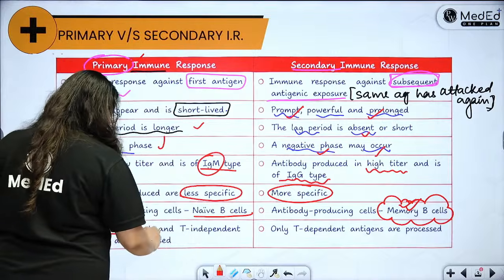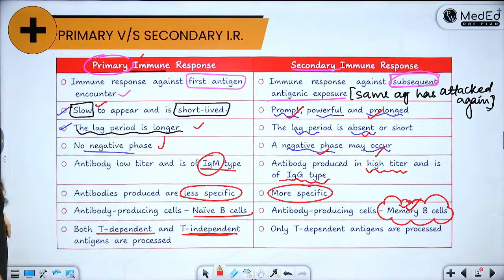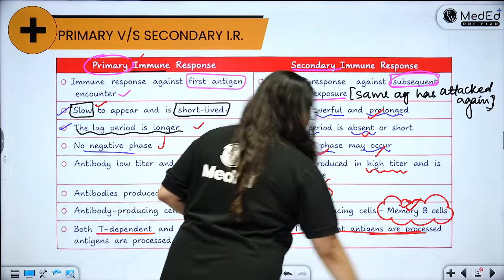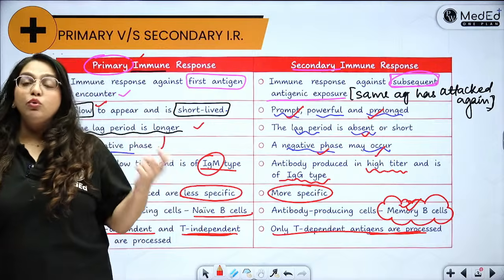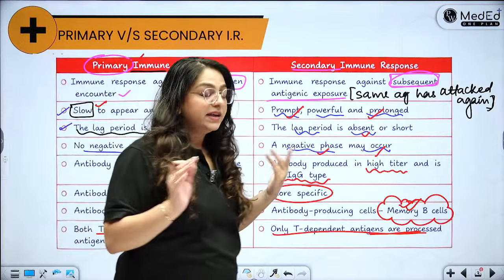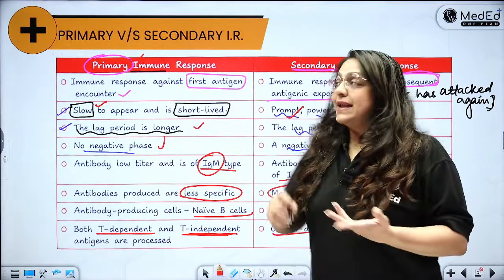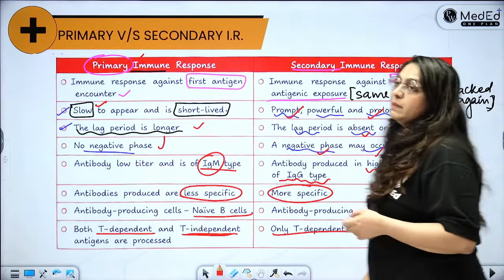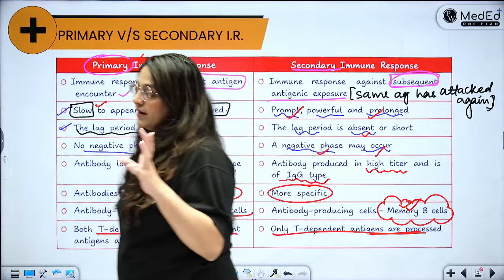It is both T-dependent and T-independent antigen. Over here, only T-dependent antigens are processed. I hope you all know the meaning of T-dependent and T-independent antigens. It has been covered in this lecture. I have covered T-dependent and T-independent antigens at length.